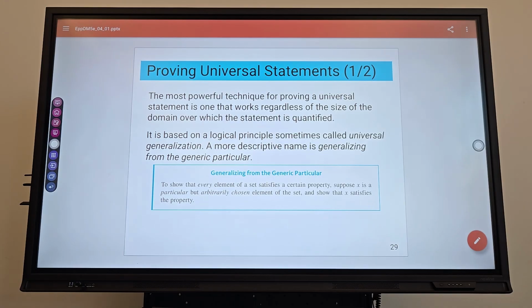The most powerful technique for proving a universal statement is one that works regardless of the size of the domain over which the statement is quantified. It is based on a logical principle sometimes called universal generalization. A more descriptive name is generalizing from the generic particular.